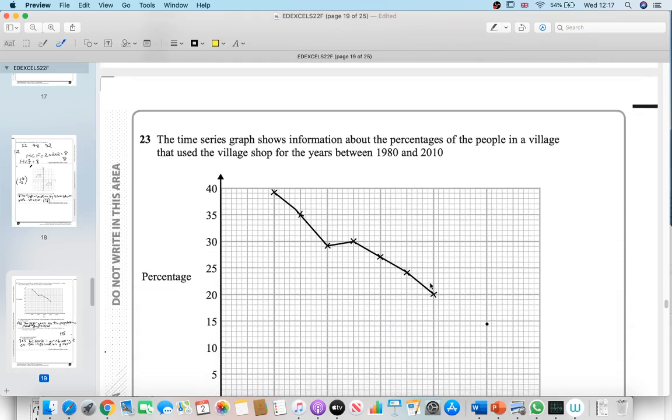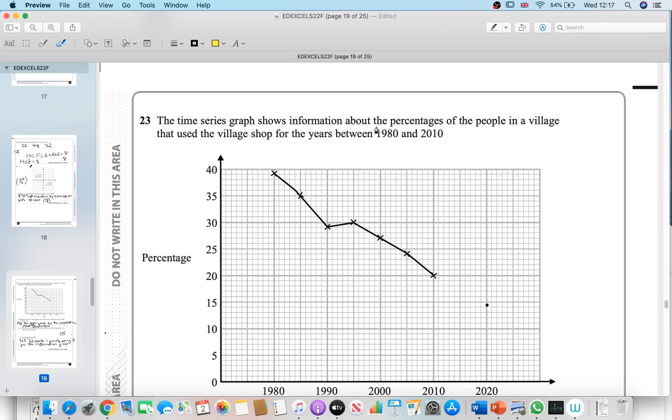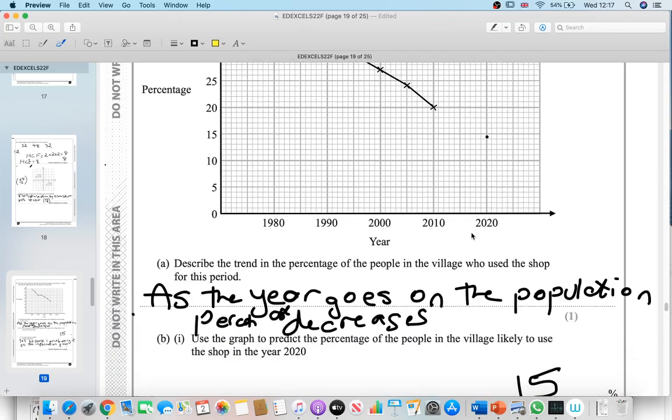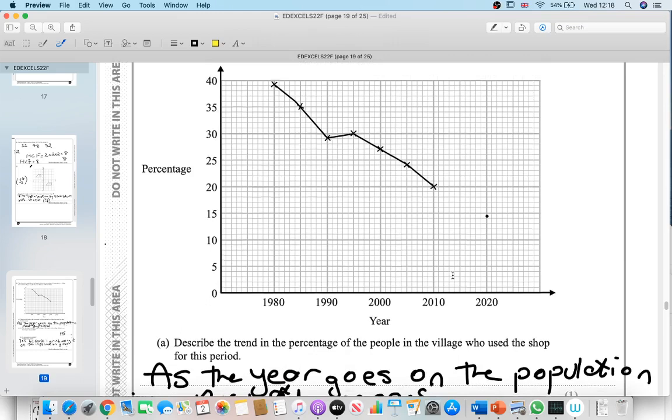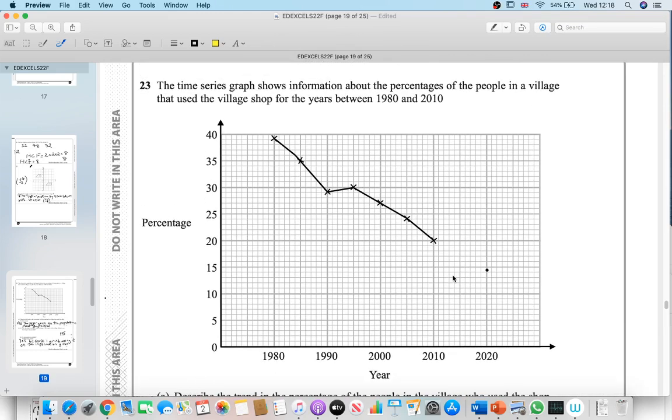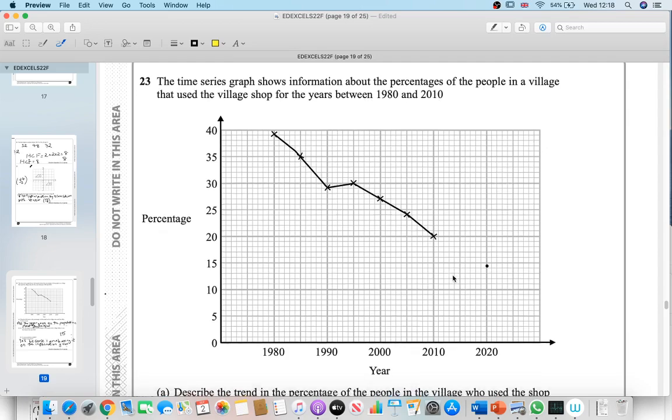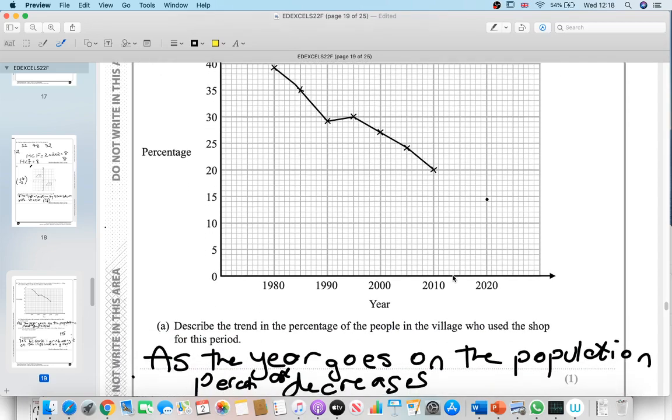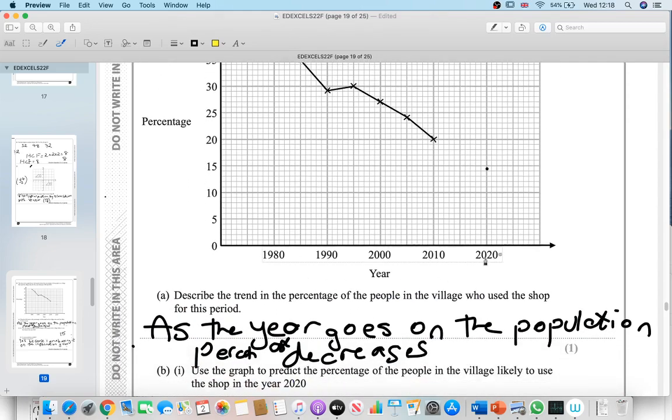Okay, so we've got a few more questions to go now. The time series graph shows information about the percentages of people in a village that have used the village shop for years between 1990 and 2010. Describe the trend for the percentage of people in the village who use the shop for this period. As the years go on, the population percentage decreases. So the percentage of people using the shop decreases as the years go on.